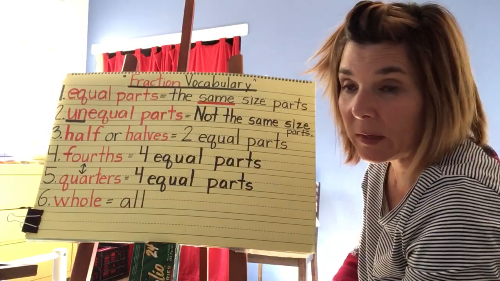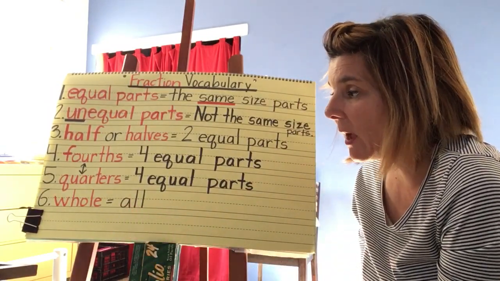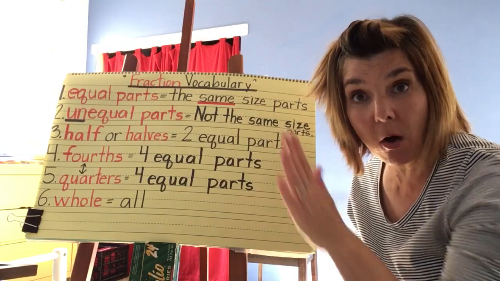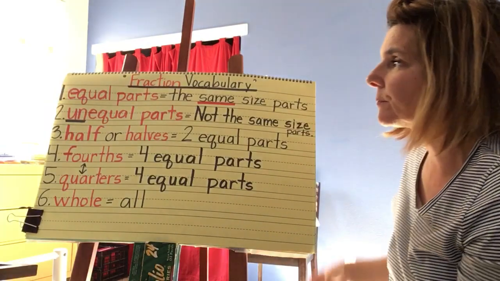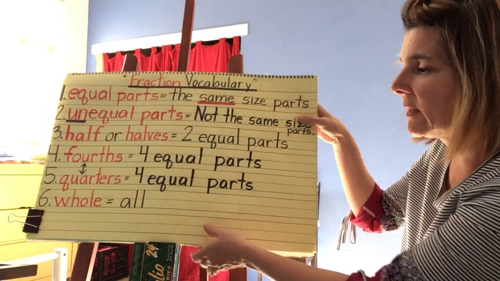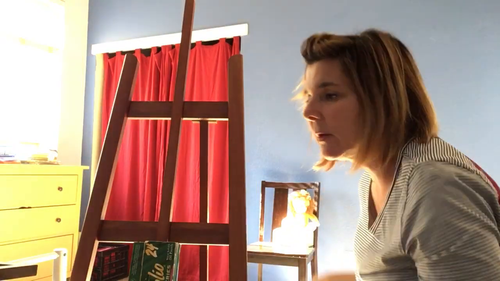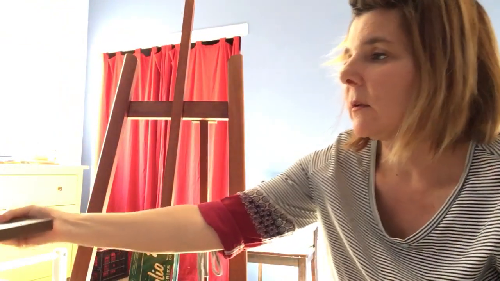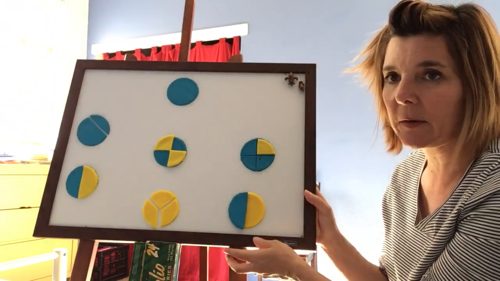And what does whole mean? All. When we work with fractions and we have one whole, that's all of the shape. That's all of the parts. Okay, I'm going to move this down. And we're going to use our Play-Doh shapes to review our fraction vocabulary.